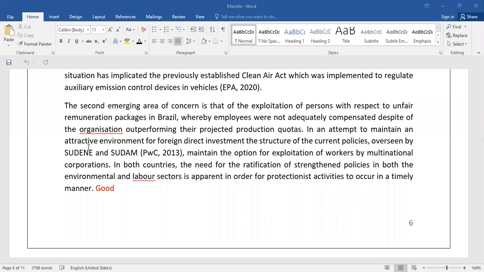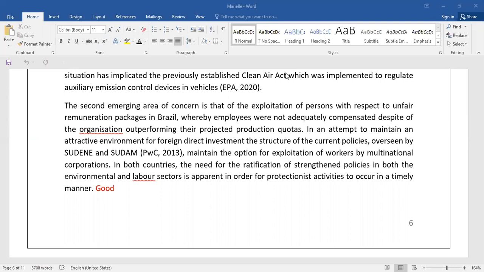Yes, Marielle, you know what you should do? You should spell out these acronyms. Are these regulatory bodies in Brazil? I'm imagining. Yes, these are two overseeing bodies in Brazil.